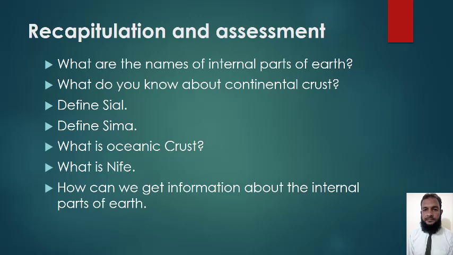Recapitulation and assessment. What are the names of internal parts of Earth? There are the three internal parts of Earth. The most outer part is called the crust, middle part is called the mantle, and most inner part is called the core.